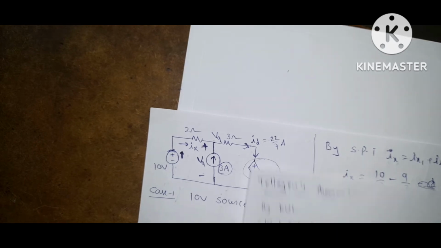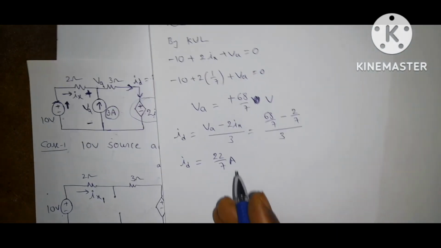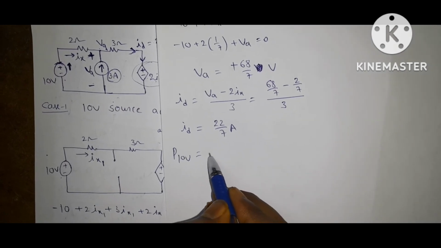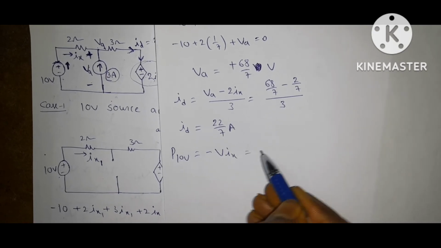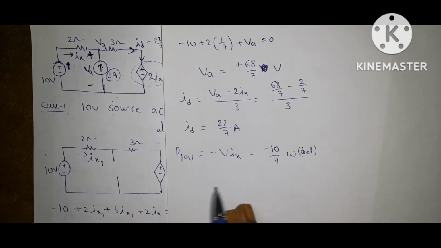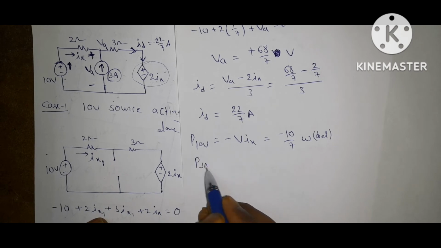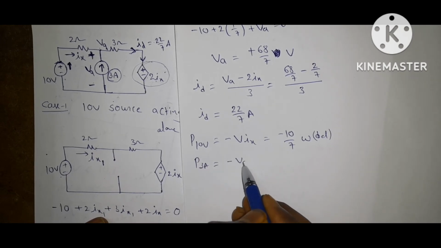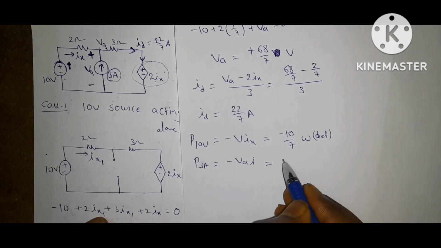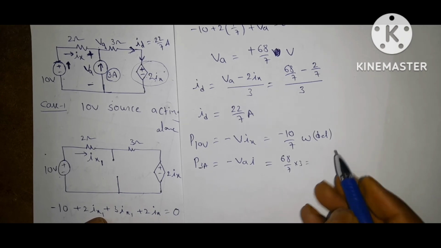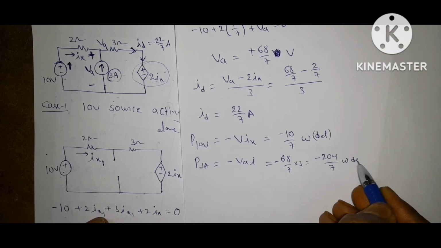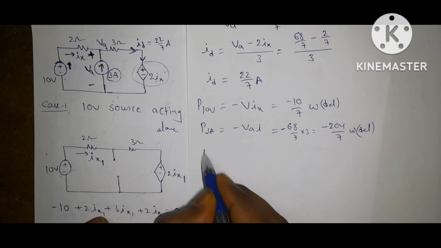Now, the power delivered by the 10 volt source: in general we take power delivered as negative, so minus V into Ix, that is equal to minus 10 by 7 watts. This is delivering. Now the 3 amp source is also delivering the power, that is minus VA into I. We got VA as 68 by 7 volts, so 68 by 7 into 3 is minus 204 by 7 watts. This is also delivering.